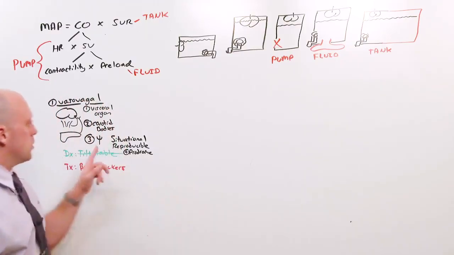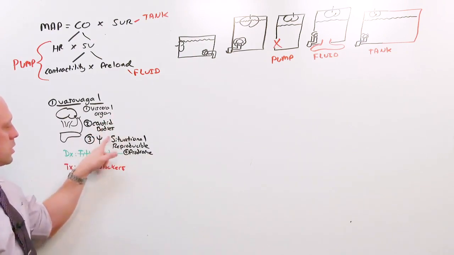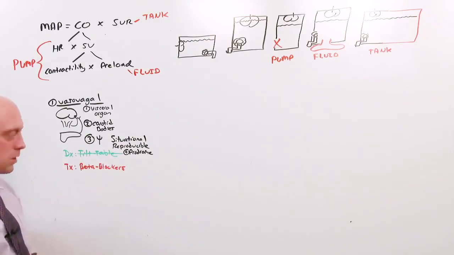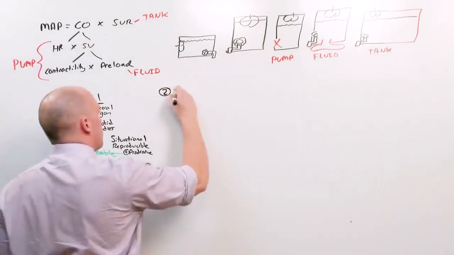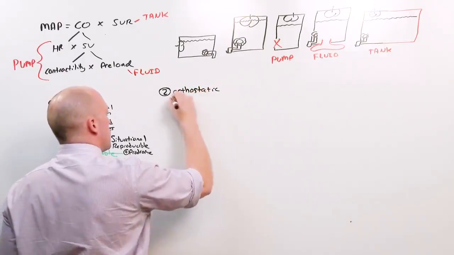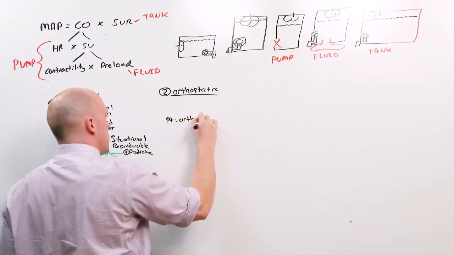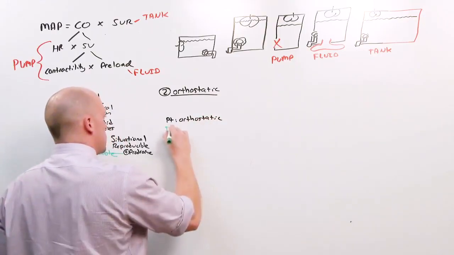So, vasovagal syncope: stimulation of the visceral organs, carotid bodies, or psychogenic, situation reproducible, and a positive prodrome, treat with beta blockade. The second kind of syncope is orthostatic. And this one you're not going to miss, because the patient presentation is going to be orthostatic. When they stand up, they get dizzy. The diagnosis is made by getting orthostatics.